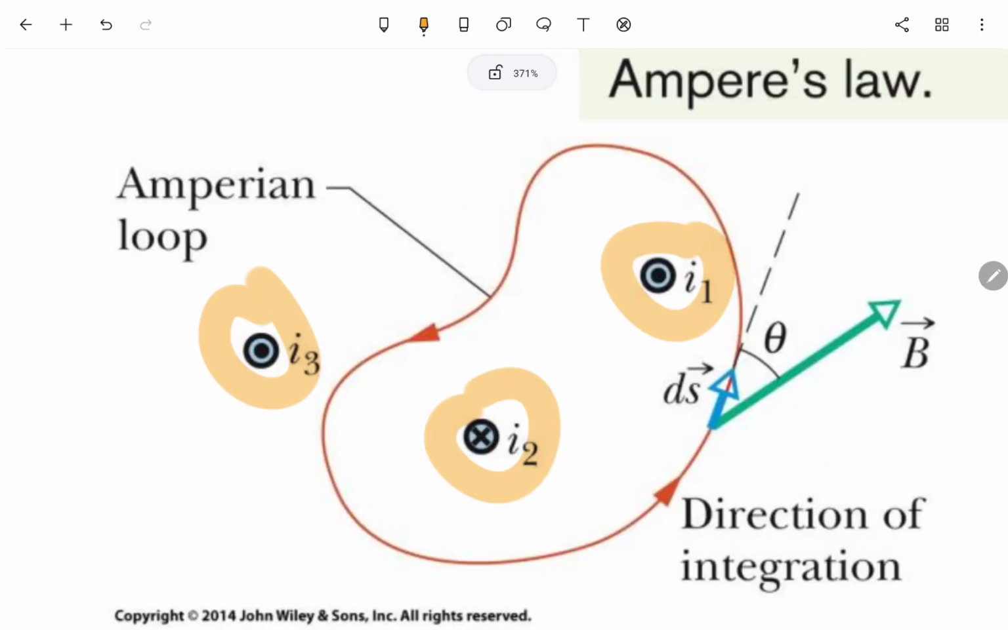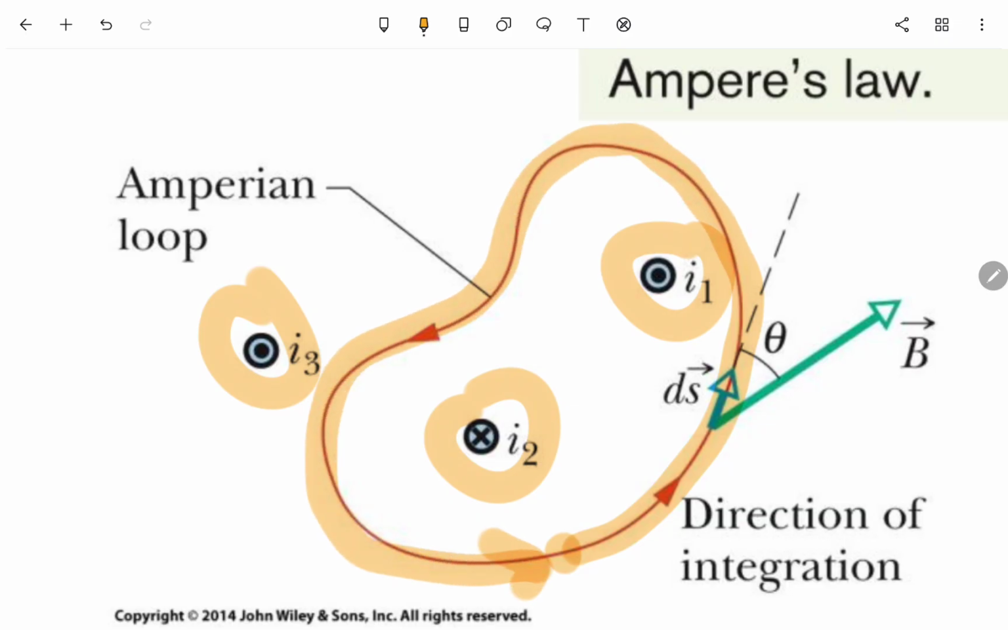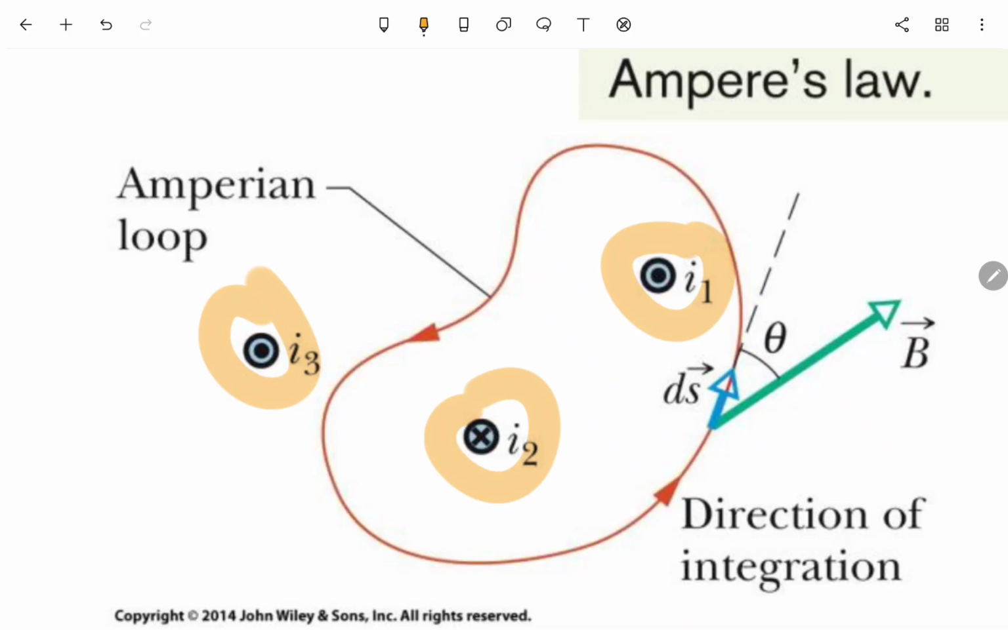Here we define a loop, a closed loop. A closed loop means you start from something, go through, and then go back to the original point. Actually this loop can be of any shape. It can be like a circle, a square, or an arbitrary shape.